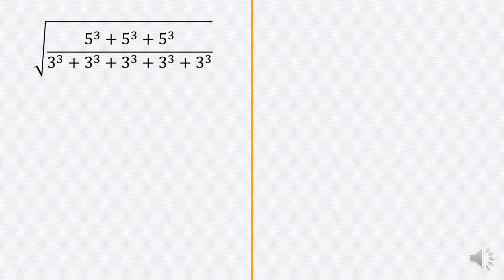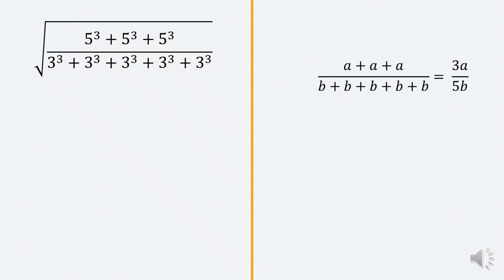So this is the question we are going to solve today. Solve the square root of a fraction with numerator 5^3 + 5^3 + 5^3 and denominator 3^3 + 3^3 + 3^3 + 3^3 + 3^3. So let's start. The first thing I'll do is to simplify the fractions, right?